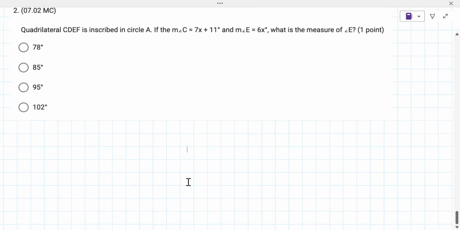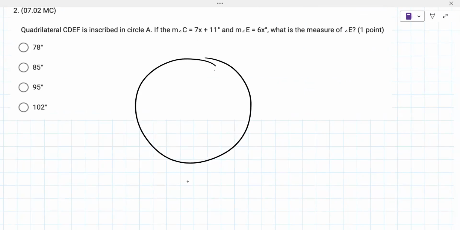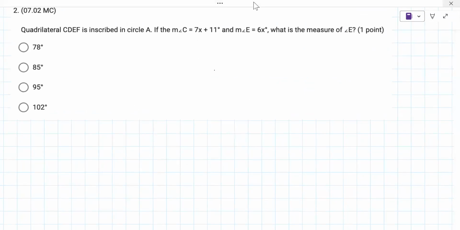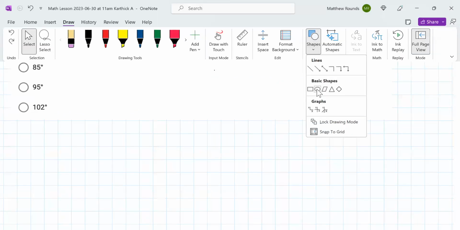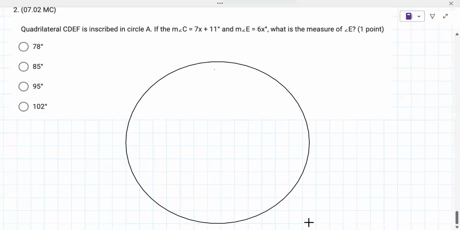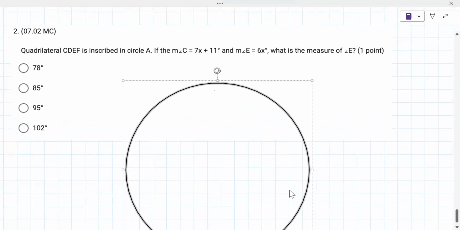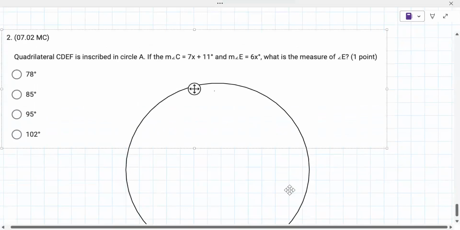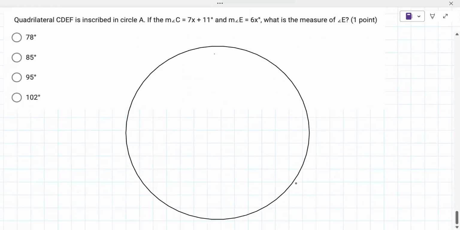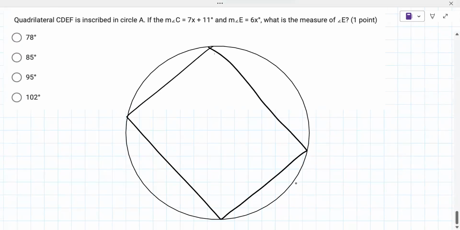All right, quadrilateral CDEF is inscribed in circle A. So here we go. You got to draw a circle. And again, I should probably go grab the shape because that's the better way to do it. So a quadrilateral, we don't know exactly what it looks like, so we just sort of draw one in here. Don't perceive that these are congruent. But we'll label it C, D, E, and F like that.